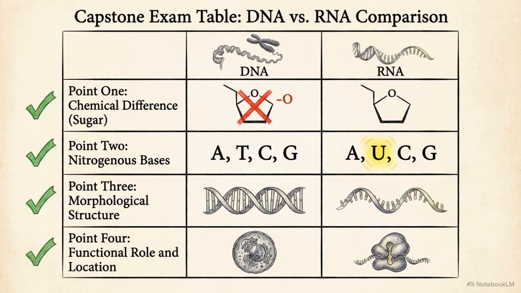Point 3 outlines the morphological structure. DNA forms a double-stranded helix. RNA is single-stranded. Finally, point 4 is their functional role. DNA stays in the nucleus as the master blueprint. RNA travels between the nucleus and cytoplasm to handle protein synthesis.